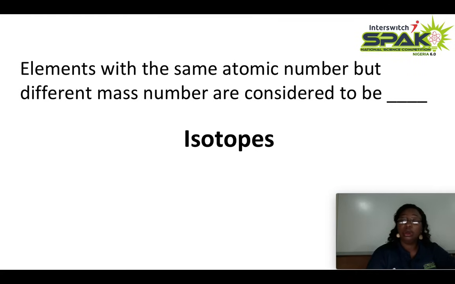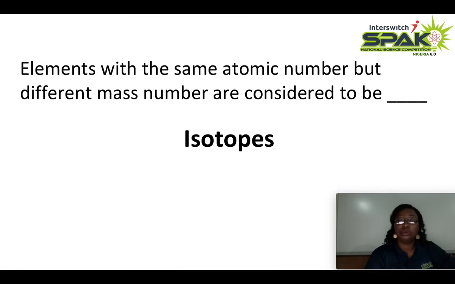Chlorine too exhibits isotopy. We have chlorine 35 and chlorine 37. These are isotopes of chlorine. Carbon too has isotopes. We have carbon 12 and carbon 14. So isotopes are elements with the same atomic number but different mass number.